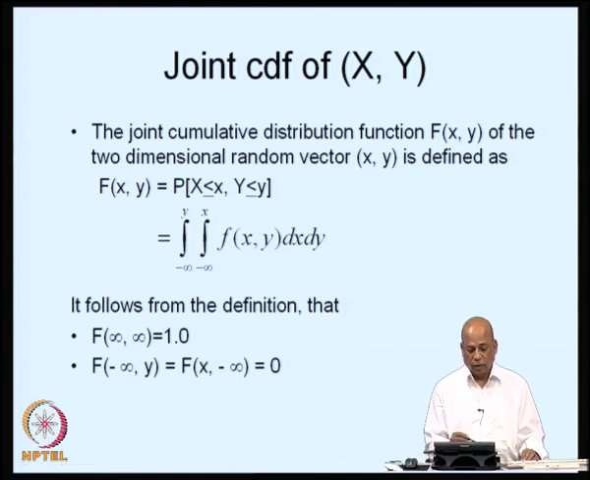So, from this definition it is obvious that the probability that x takes on values less than or equal to infinity and y takes on values less than or equal to infinity must be equal to 1, which follows from the definition of the PDF. Similarly, F of minus infinity comma y, which means x takes on values less than or equal to minus infinity, and F of x comma minus infinity, both of these must be equal to 0 as it follows from this definition.